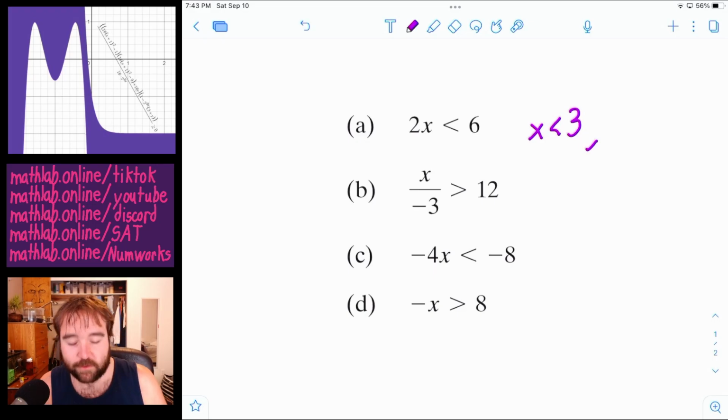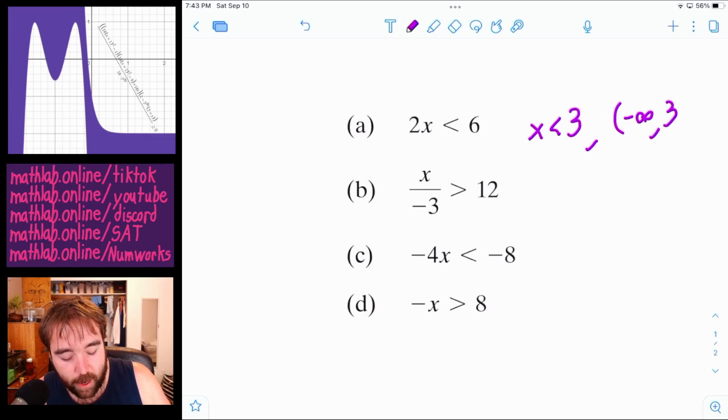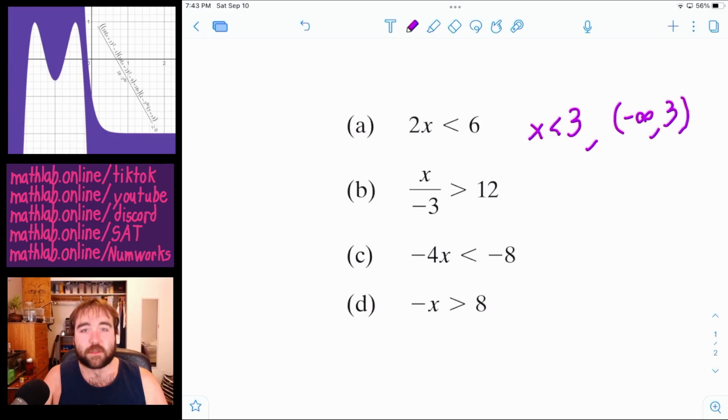Often you want to write your answer in interval notation. So we're going to do that as well. But see, it can be anything from negative infinity up to 3. And it cannot be equal to 3 because it's just less than. So we do a parenthesis.